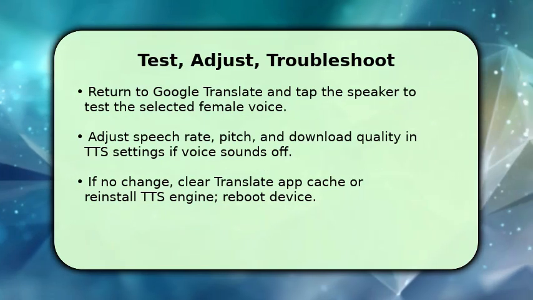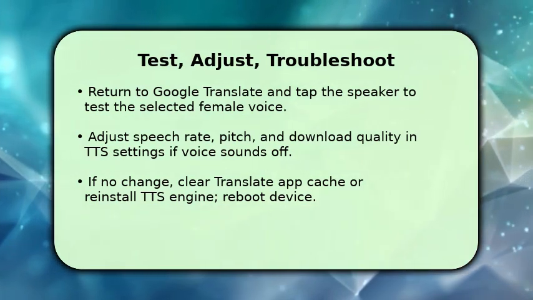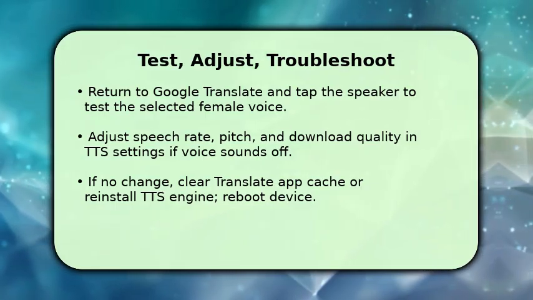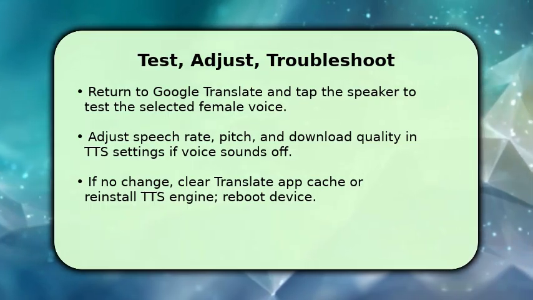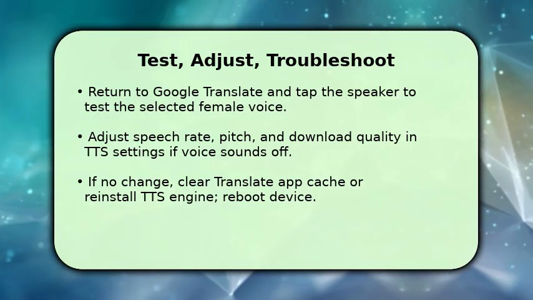Finally, test your selection by returning to Google Translate and tapping the speaker. You should hear the female voice you selected. If the voice sounds too fast or thin, go back to the TTS settings and tweak speech rate and pitch until it sounds natural. Once adjusted, retest with several phrases and languages.